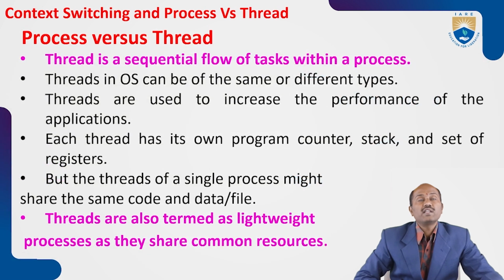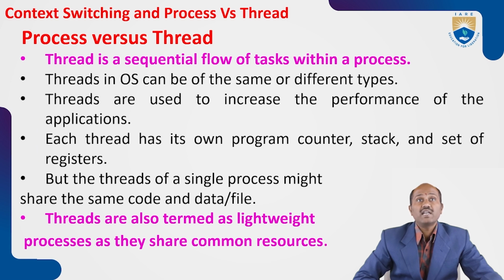Then, what is a thread? A thread is a sequential flow of tasks within a process. Threads in an operating system can be of the same or different types. Threads are used to increase the performance of the application. Each thread has its own program counter, stack, and set of registers. But threads of a single process might share the same code and data files. Threads are also termed lightweight processes, as they share common resources.